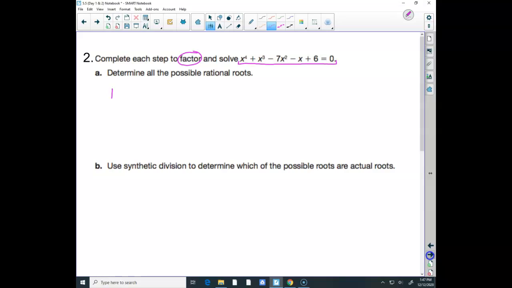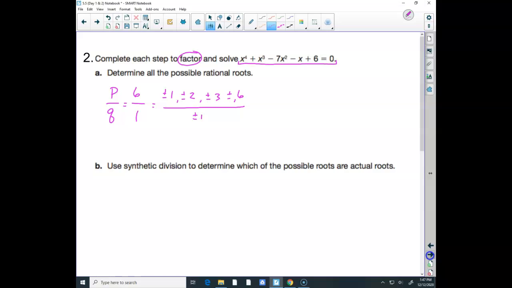So I'm going to find my p, and I'm going to divide it by q. Well, what is my p? My p is 6. My q is 1. So I'm going to take all the factors of 6: 1 times 6, 2 times 3. Those are all my factors of 6, but I need to make sure I'm taking positive and negatives of each one, okay? I don't know if they're positive or negative. Over my factors of 1, well, it's plus or minus 1.